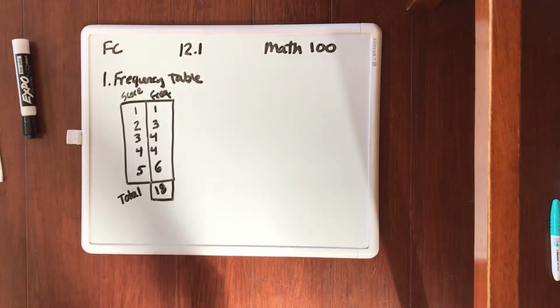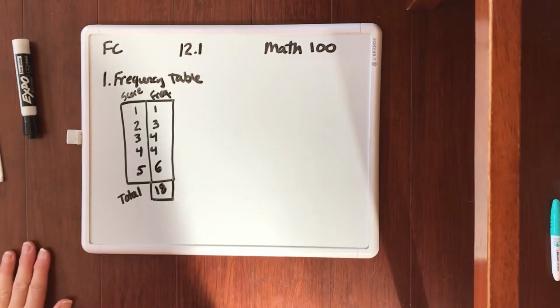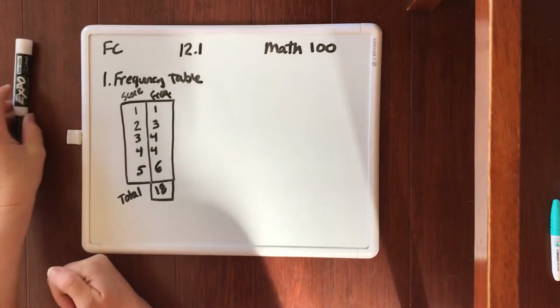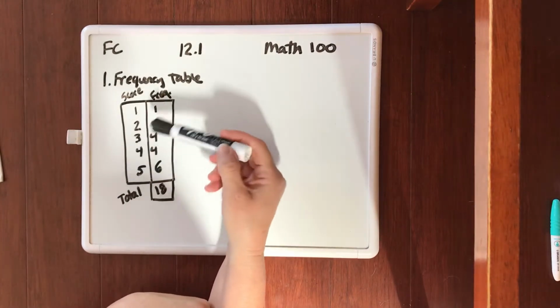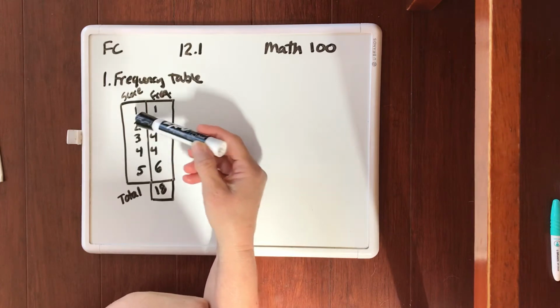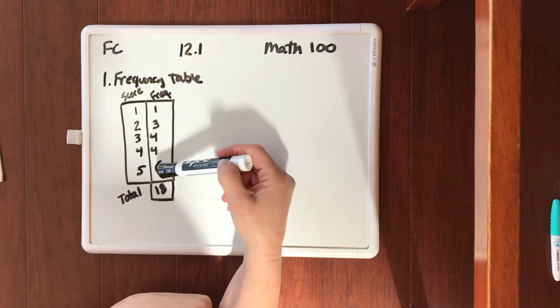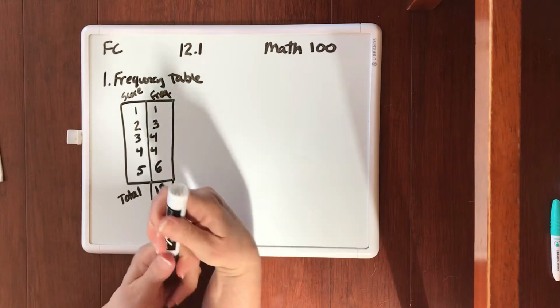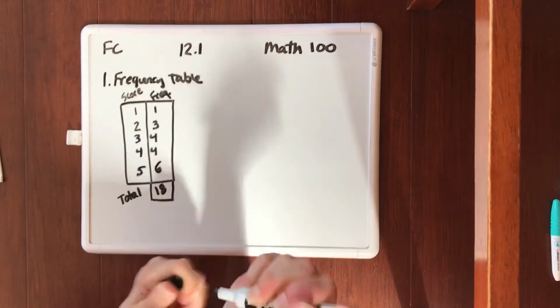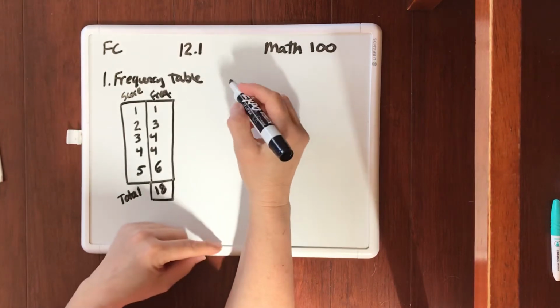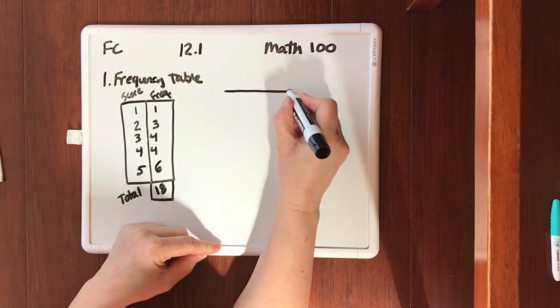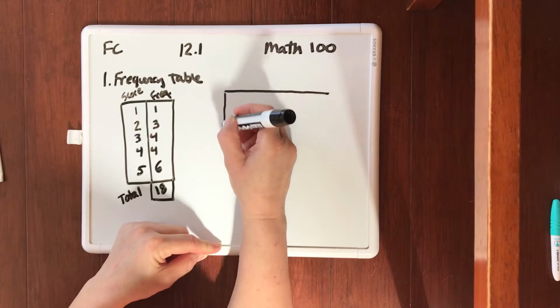Now we're going to go back to 12.1. In 12.2, we talked about the frequency table where we had the score, and this is how many people got that particular score, and then we add the total, and that was 18 people. Okay, let's say we have a different type of problem. We're still going to make a frequency table, so here I'm going to make one and make it bigger though.